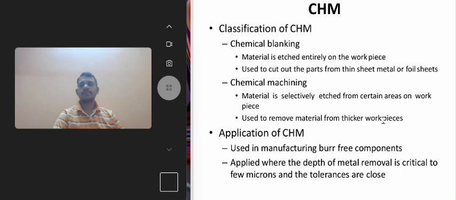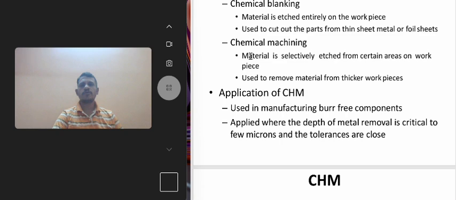Next, the chemical machining process can be classified into chemical blanking and contour machining. Chemical blanking: in chemical blanking, the material is etched entirely through the workpiece. It is used for cutting out parts from thin sheet metals or foil sheets. Contour machining: in contour machining, the material is selectively etched from certain areas on the workpiece. It is used for removing metal from thicker workpieces.